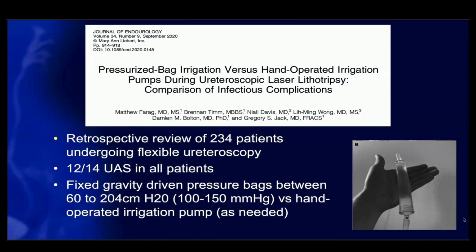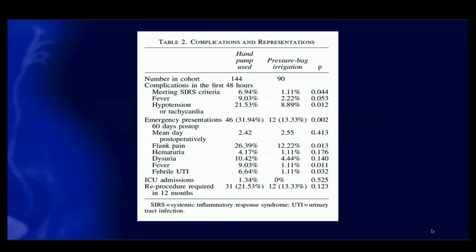When it comes to which irrigation method leads to high intrarenal pressure, this is another retrospective study that analyzed the data of 234 patients who underwent flexible ureteroscopy. All patients had a ureteral access sheath of 12-14 French. They compared gravity irrigation with pressure up to 200 millimeters of water versus a hand-operated irrigation pump, as we can see in the picture. And they found that the use of hand pump irrigation was associated with SIRS, fever, hypotension, tachycardia, and increased postoperative pain.